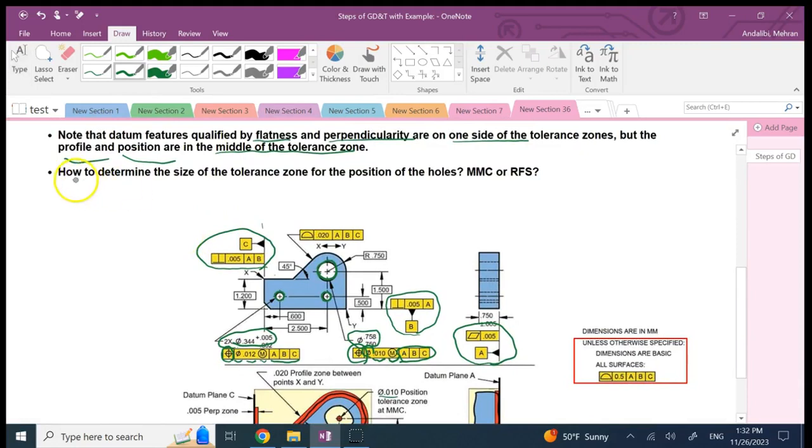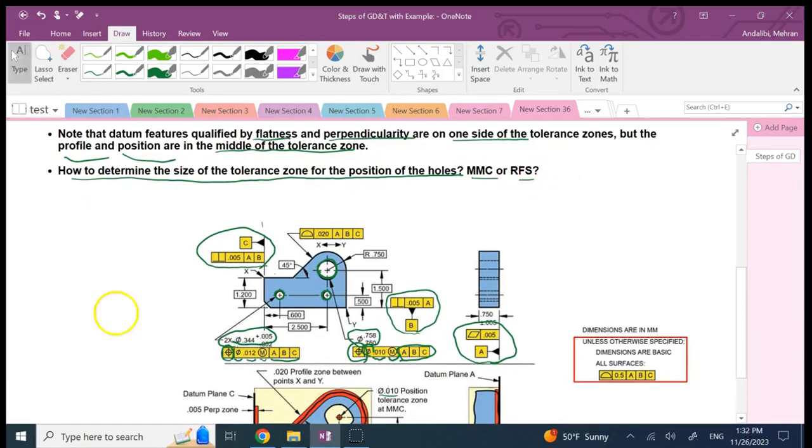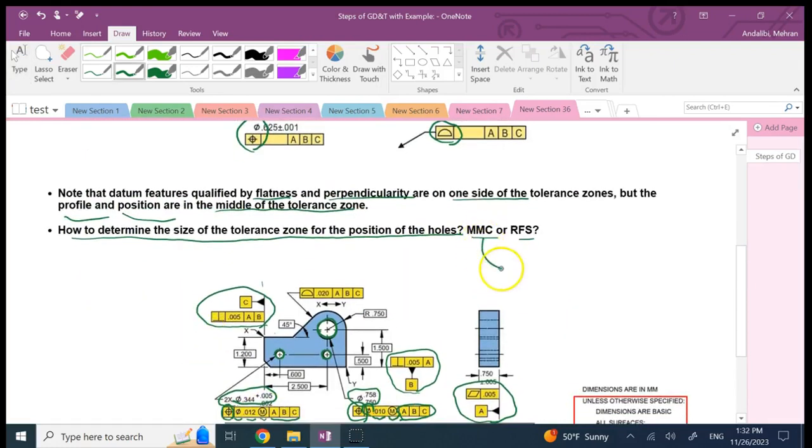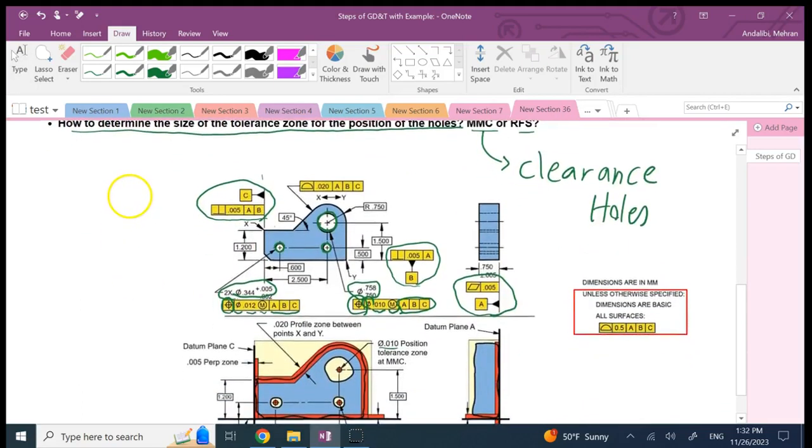Right, so that's the next question: how to determine the size of tolerance zone for the holes, and do we use MMC, LMC, regardless of feature size or what? So first of all, why do we use MMC? MMC is used when you have what? When you have clearance holes. Okay, so whenever you have clearance holes, you try to use MMC, right?